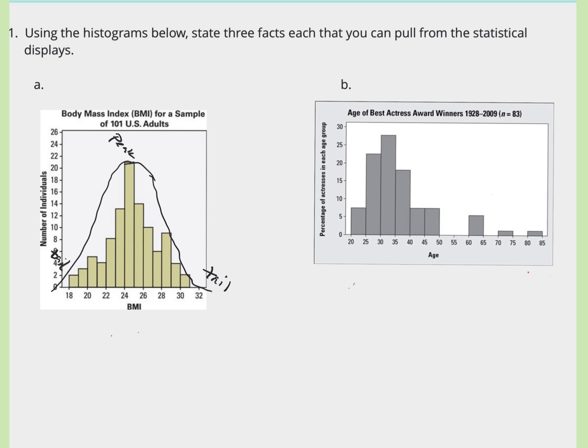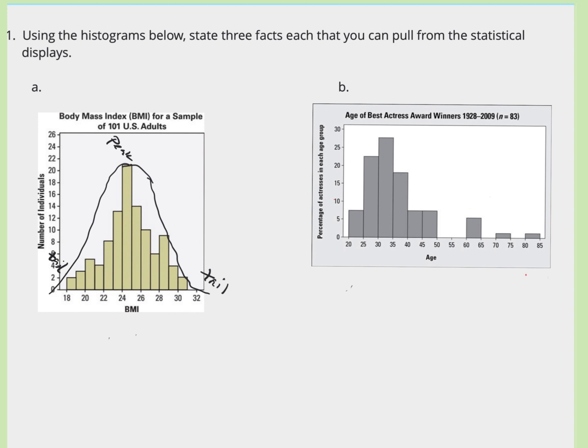Here, because the peak is in the middle and the tails are about the same size on both sides, we would say that this is an approximately normal distribution, or an approximately normal curve.